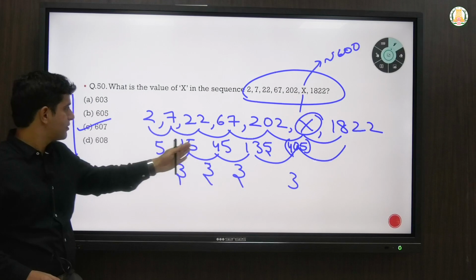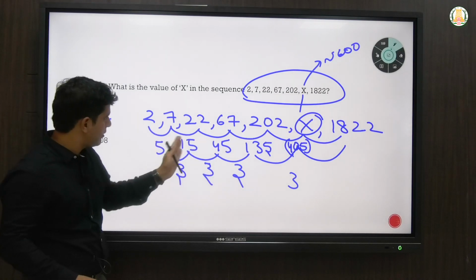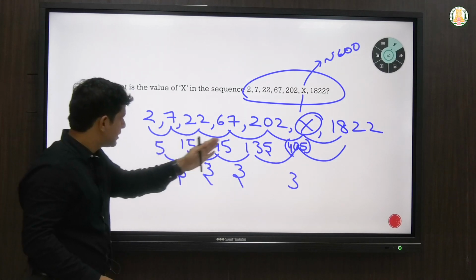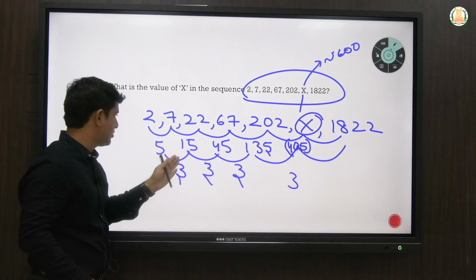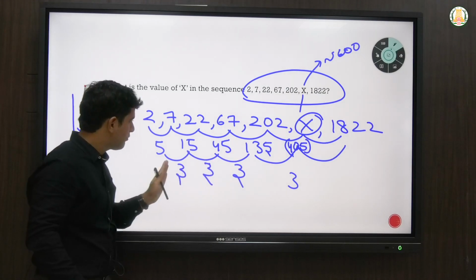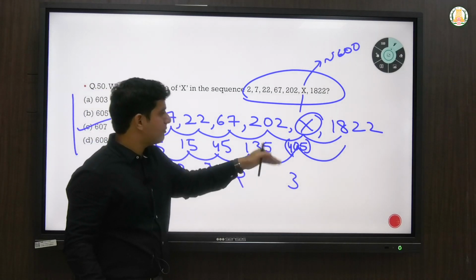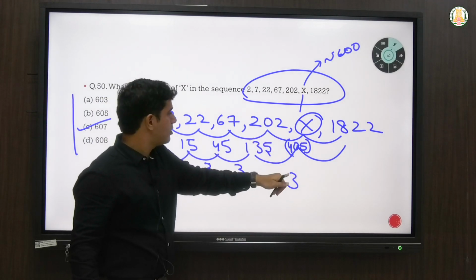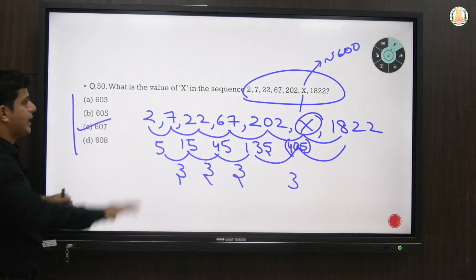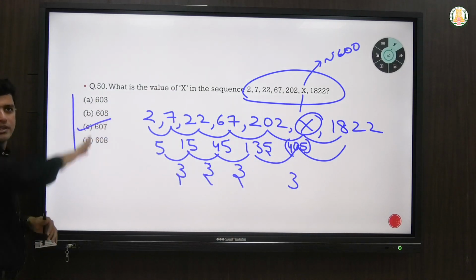Just take the difference. Okay, you're finding something in common. 15, 45, you see 5 factors here. Then maybe, is there any pattern in this? Oh yes, we see that every number is 3 times the previous number. So you have found a pattern. Then you have to work it backwards. 3 you got, so 135 3s, 405, just add it, 607. And you also know the range, it should be somewhere in the 600s.